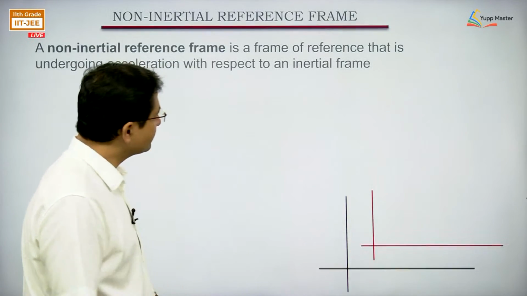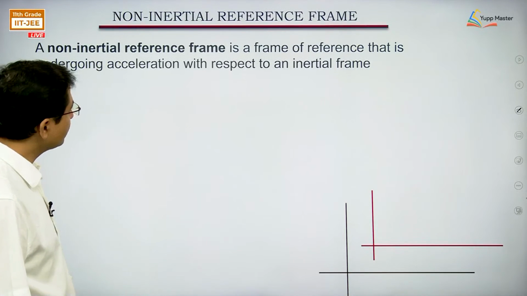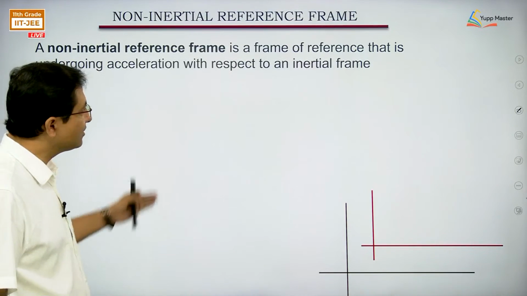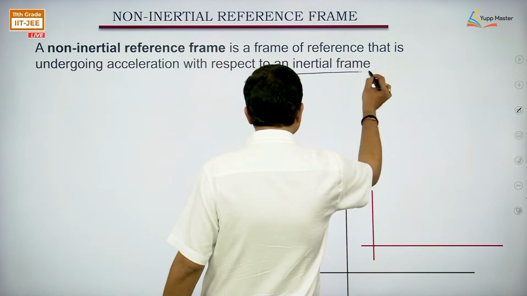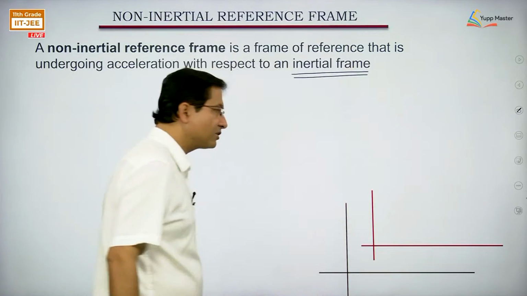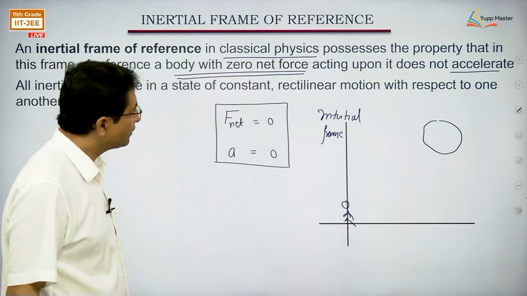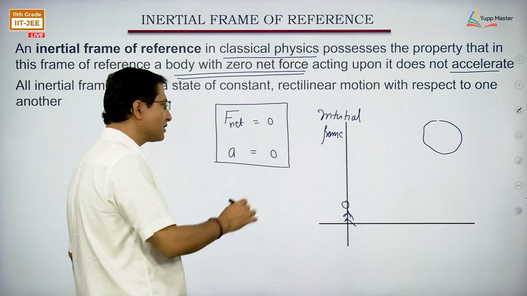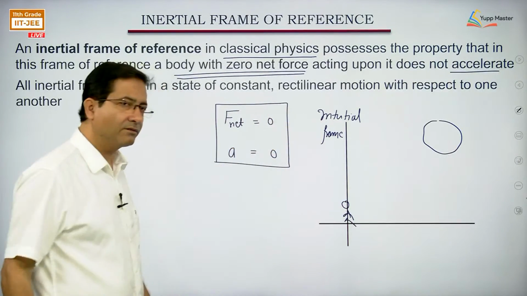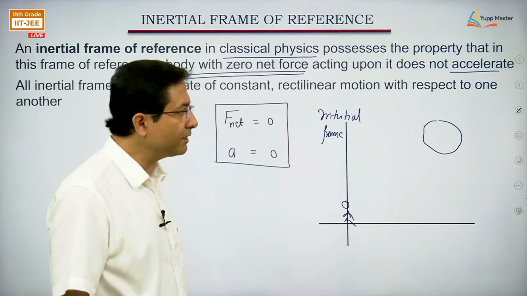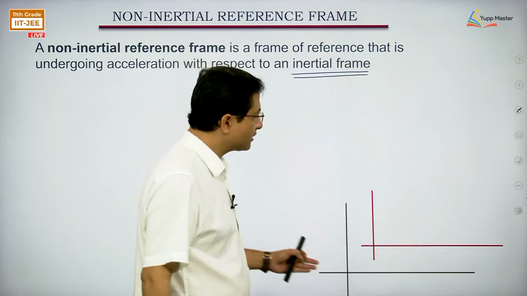A non-inertial frame of reference is a reference frame that undergoes acceleration with respect to an inertial frame. So I have already cleared the definition of the inertial frame. How to check whether a frame is inertial or non-inertial? We have to check this condition, whether it is satisfied or not. If this condition is satisfied, our frame will be inertial. If this condition is not satisfied, our frame will be non-inertial. So all non-inertial frames will have acceleration with respect to an inertial frame.